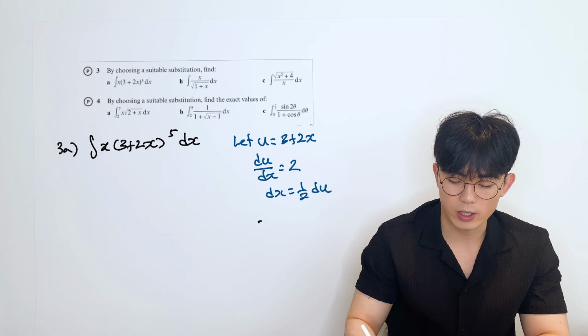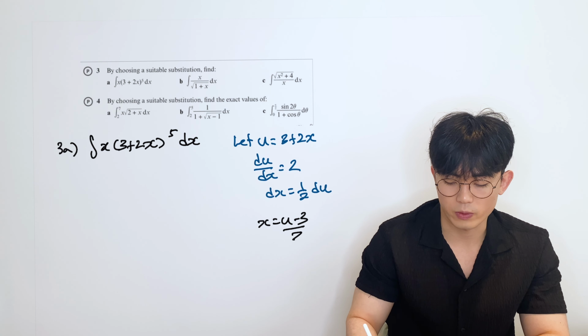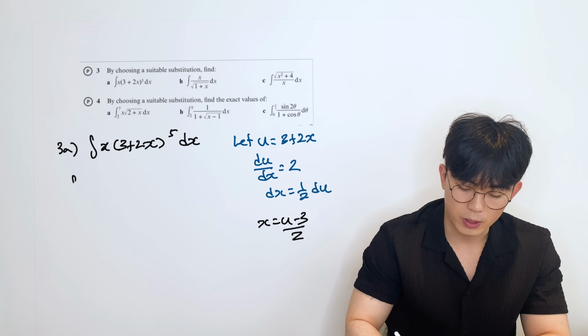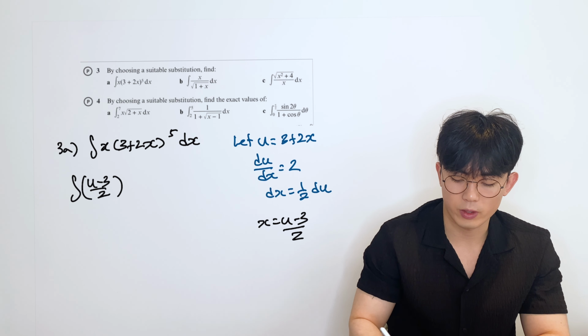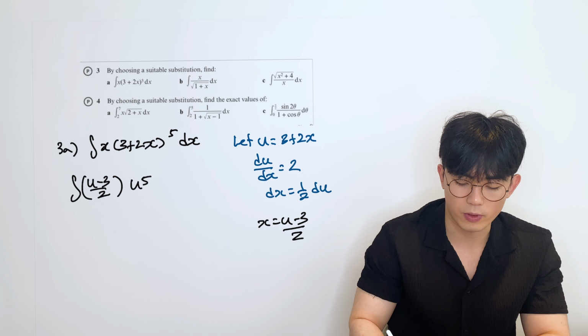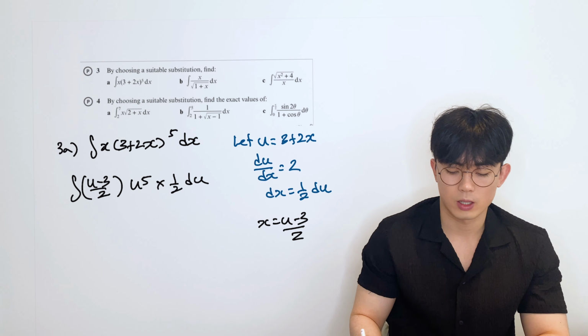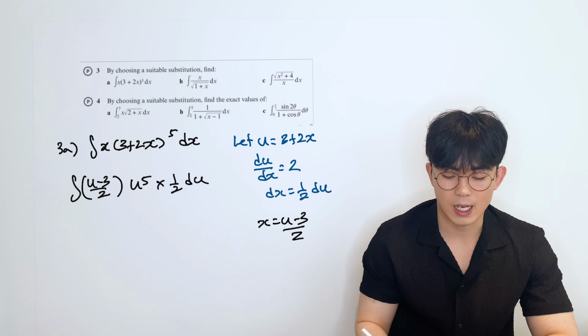If I was to rearrange this, x is going to be (u minus 3) over 2. So this is going to be here, (u minus 3) over 2 multiplied by (3 plus 2x), which is just u, so u to the power of 5 multiplied by dx, which is half du. Right, we've replaced it all with u, so now we just have to integrate it.